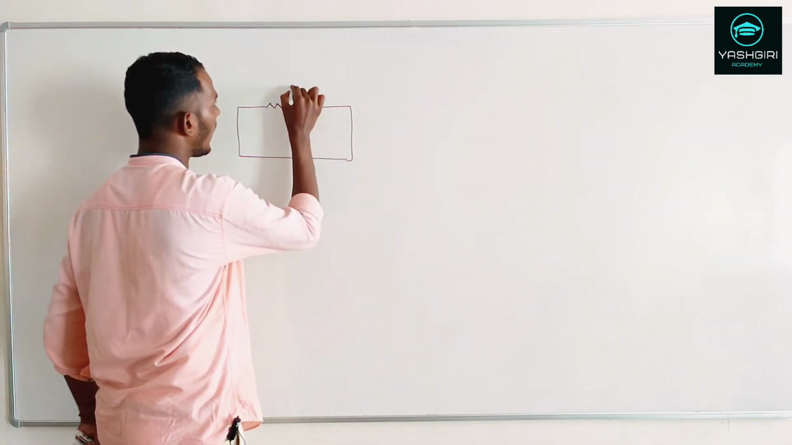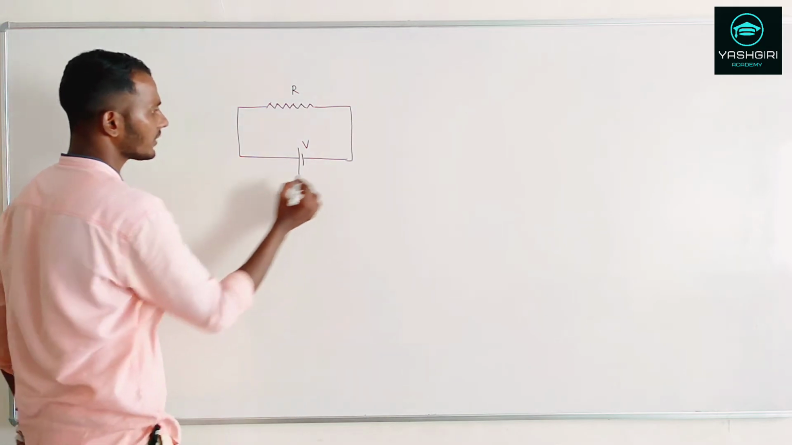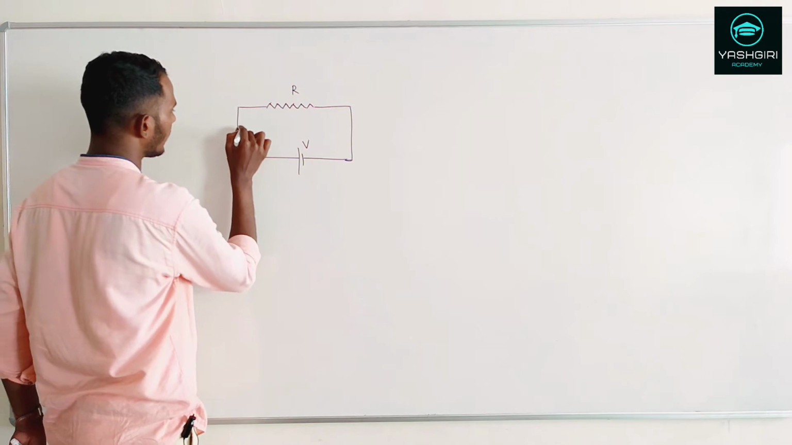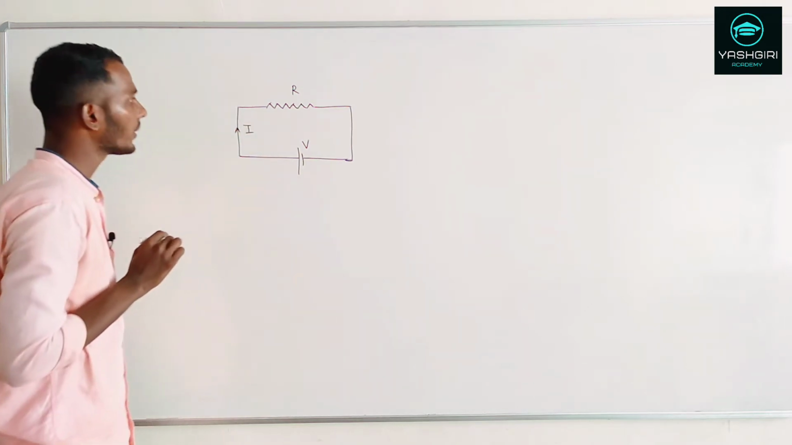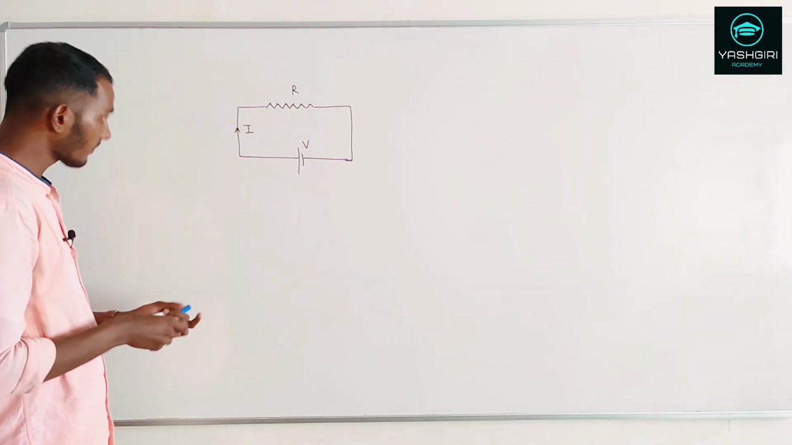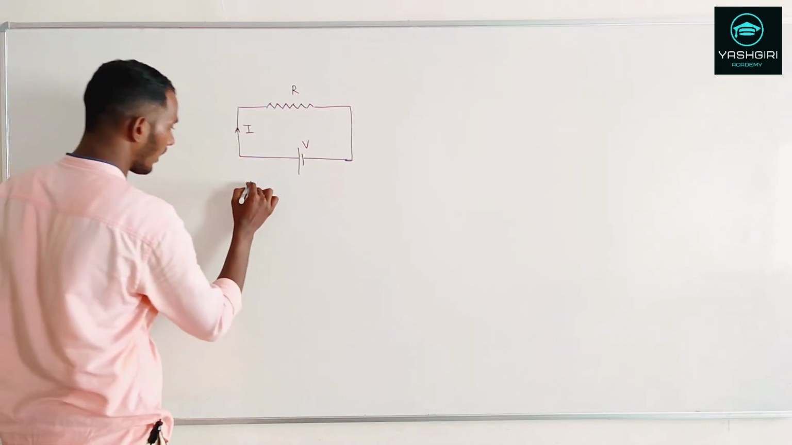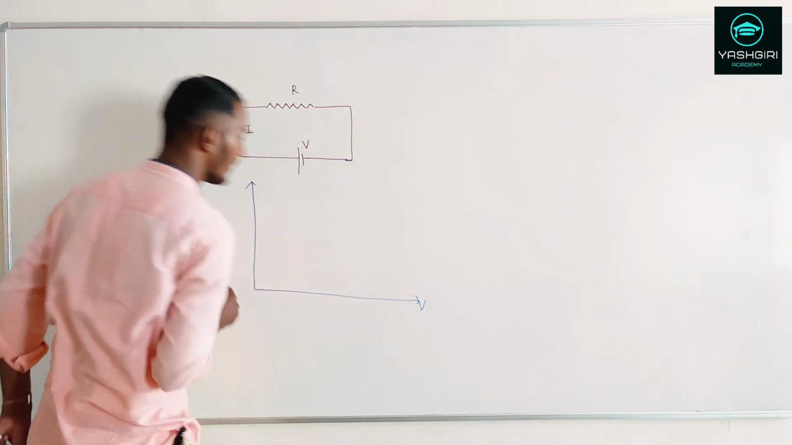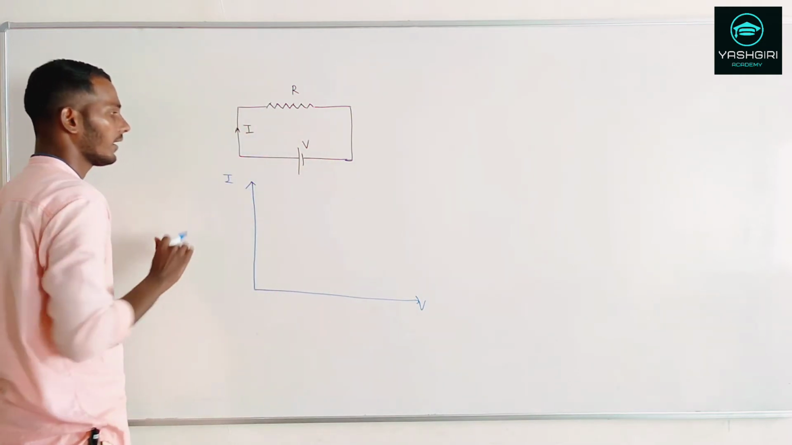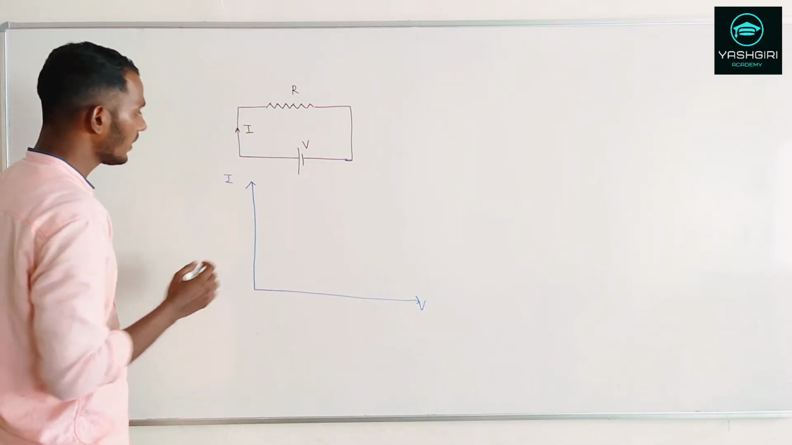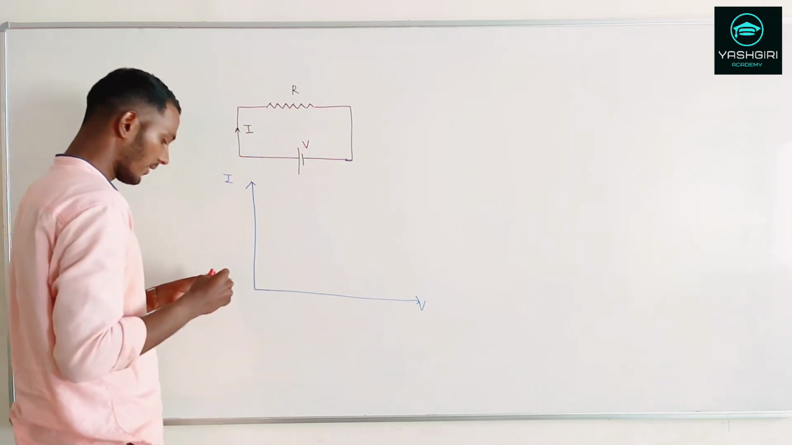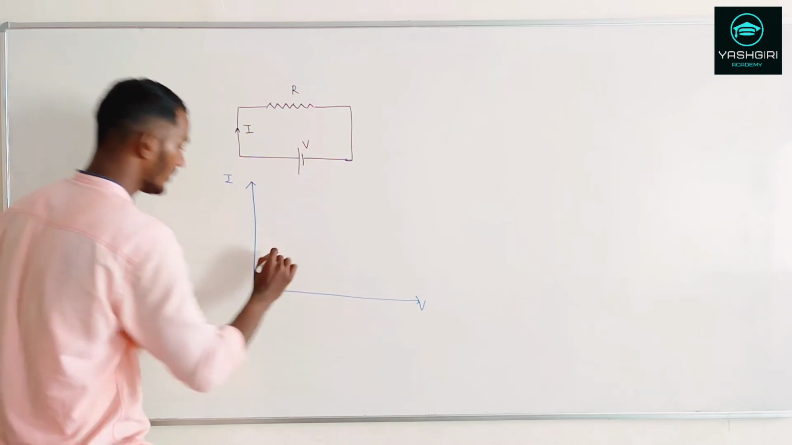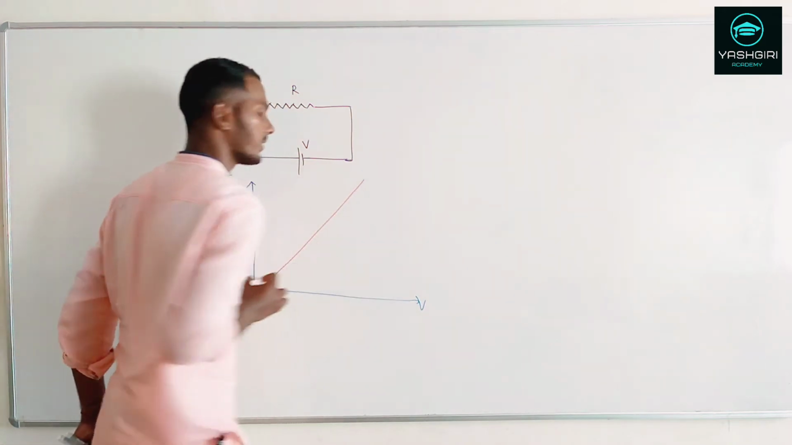Let this be R, and if you run this setup, you will find a current flowing in this circuit. And if you trace the IV characteristic graph for this, this is your V in volts, and this is I, whether in milliamps or amps. You will find that there is an increase in the current, which you will find is a linear increase, right?